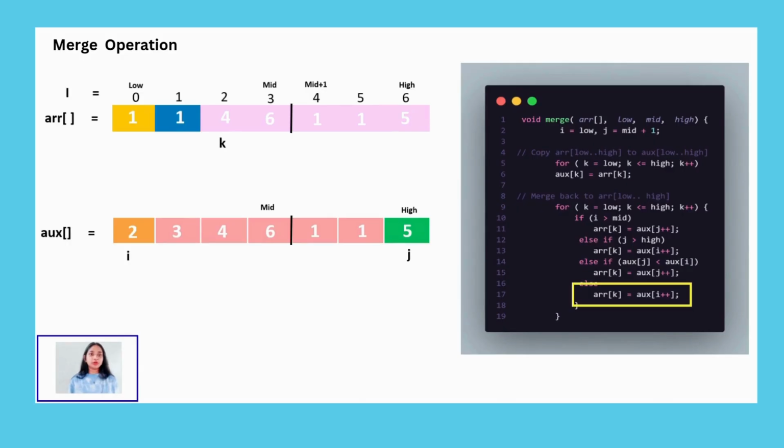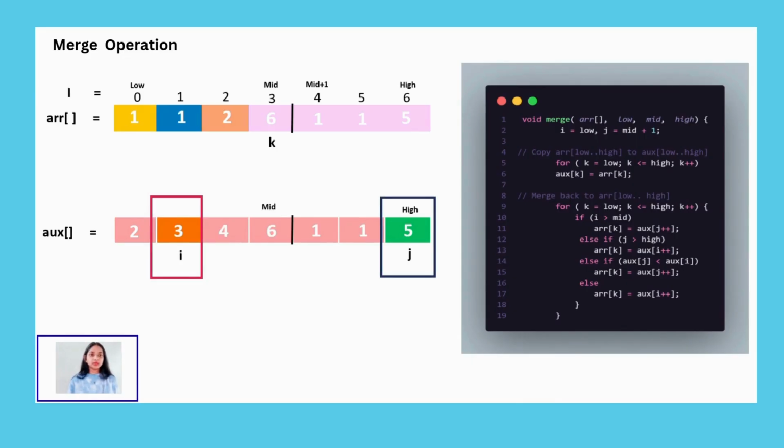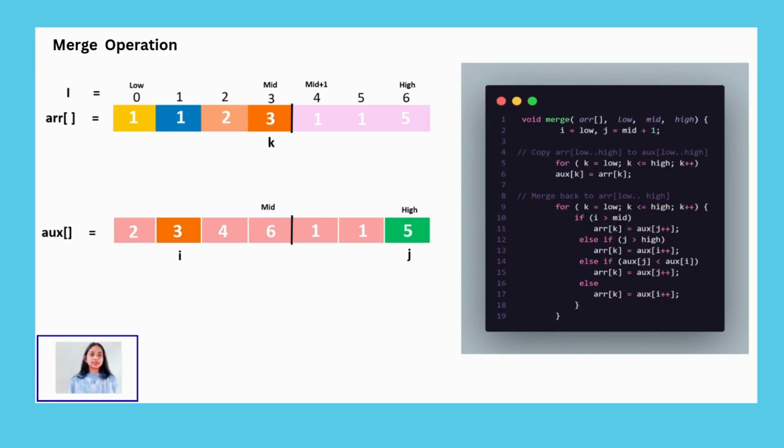So we'll put 2 in the original array at the index k and increment i and k accordingly, because we have put the ith index value this time at the proper place in the array. Similarly for the fourth iteration, compare those two values. 3 is lesser than 5. So we'll put 3 in the original array at index k and increment j and k accordingly, because we have put the jth index value this time at the proper place in the array.